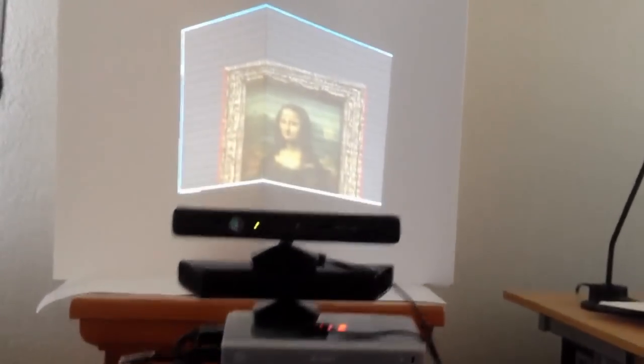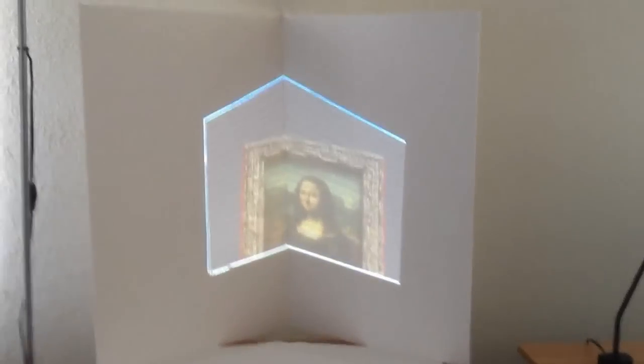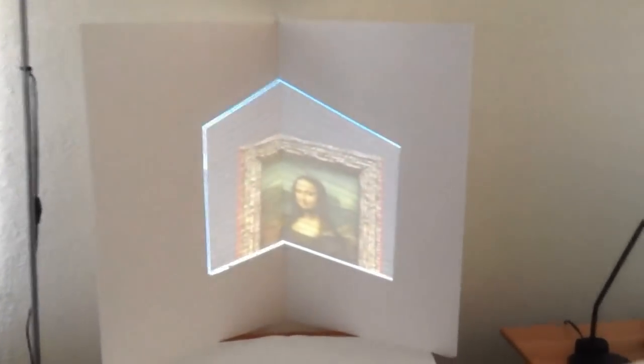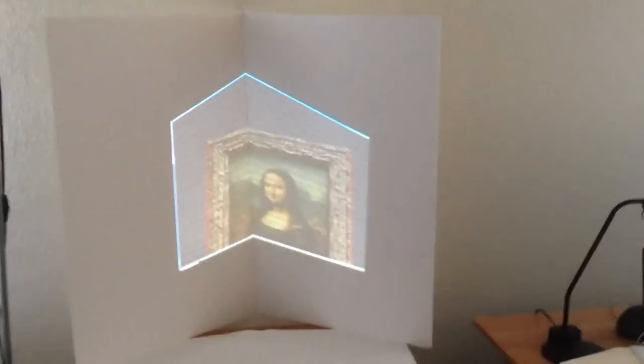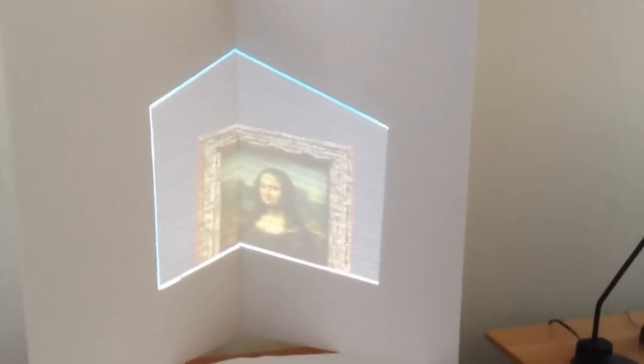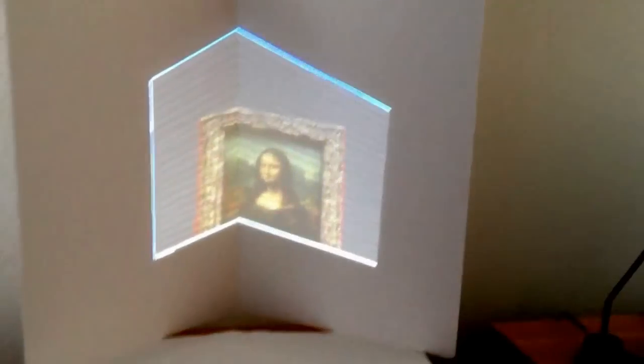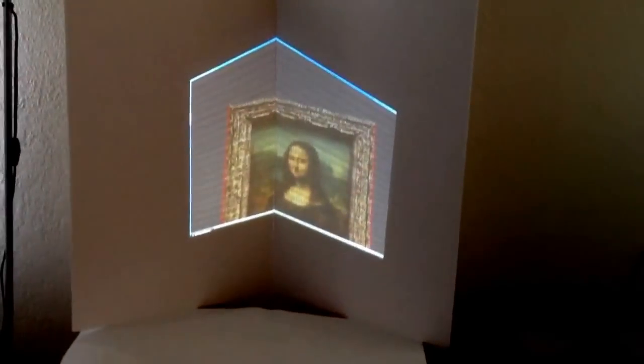A second Kinect camera is used to find the head location of the viewer relative to the Kinect. Combining this information, it is possible to pre-distort the image, so when the image reaches the viewer, it appears to be non-distorted. In this case, the Mona Lisa frame appears to be rectangular, independent of the view location.